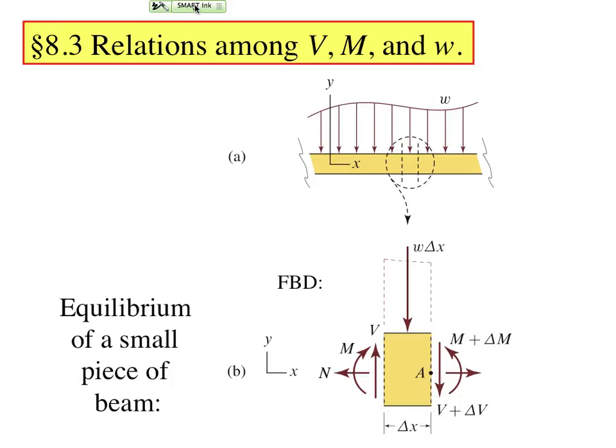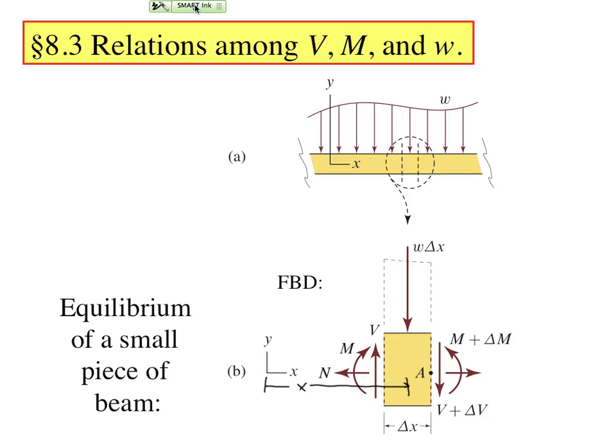In our previous sections, we hinted that there were more formal relationships between V and M. We develop those relationships now in section 8.3. Consider a section of beam subjected to distributed load W of x. Note that W of x is assumed positive downward. Suppose we begin by taking a finite section of beam, delta x about x.